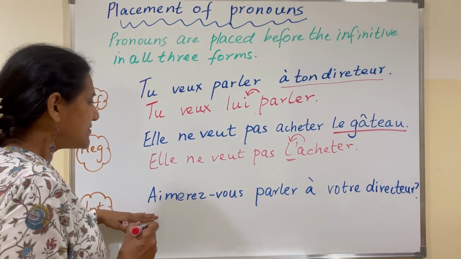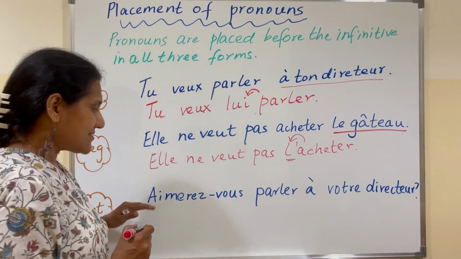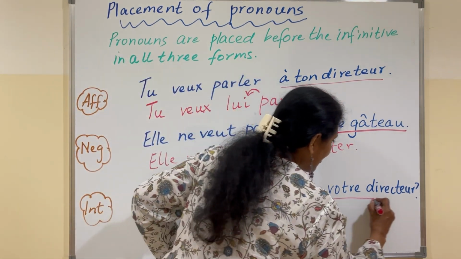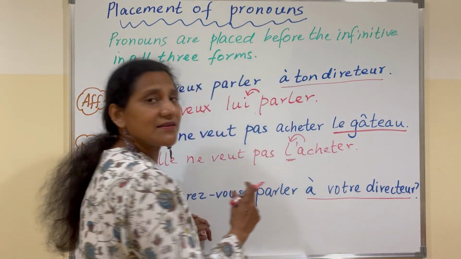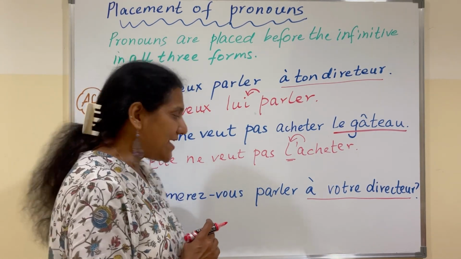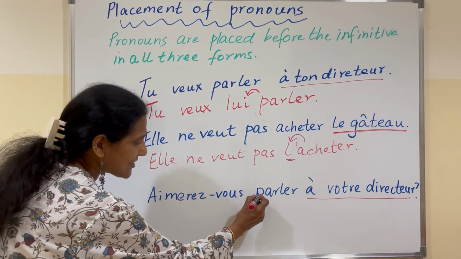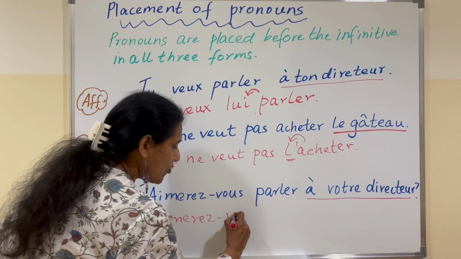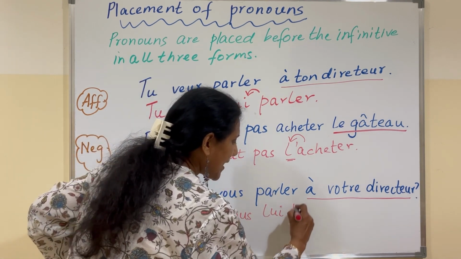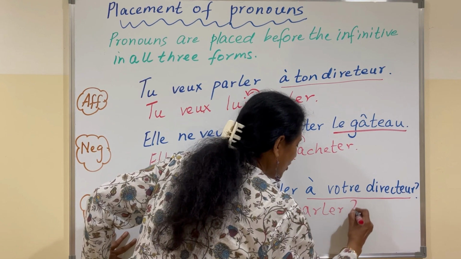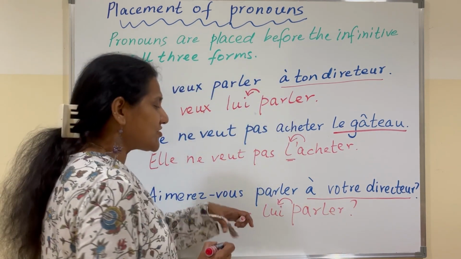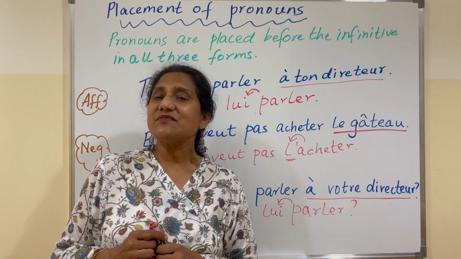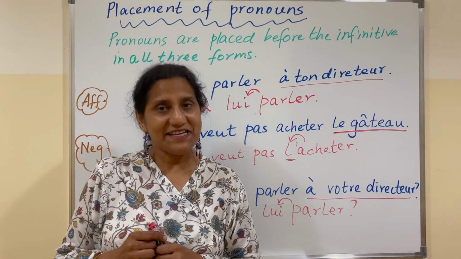Now let's take an example of an interrogative sentence. Aimeriez-vous parler à votre directeur? So here we've got a preposition followed by a person, so it will be replaced by lui. So we have two verbs, it has to be placed before the infinitive. So we write out our sentence, aimeriez-vous, and then lui parler. So here we've got the indirect object placed before the infinitive. Let's continue learning placement of pronouns with more examples.